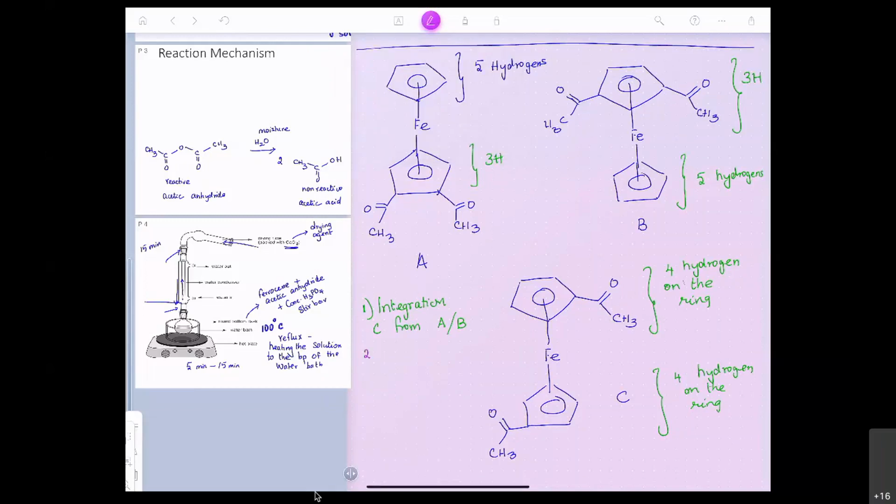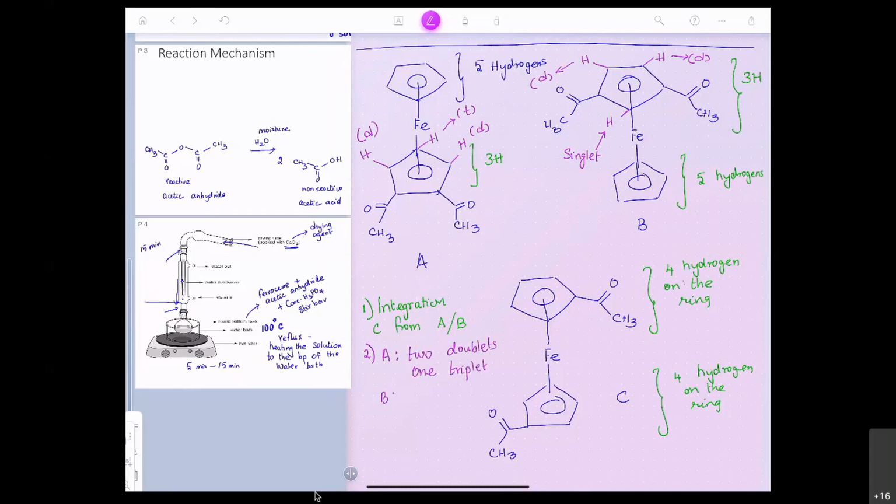Now we'll go to distinguishing between A and B. Right here is a free hydrogen. And then we got 2 hydrogens here. This hydrogen will appear as a singlet. Here, you're going to have 3 hydrogens. This will be a doublet. This will be a doublet, whereas this will be a triplet. This will be a doublet, and this will be a doublet. So for A, it'll be 2 doublets, 1 triplet.